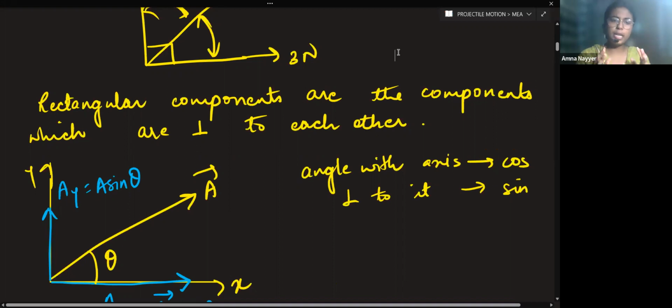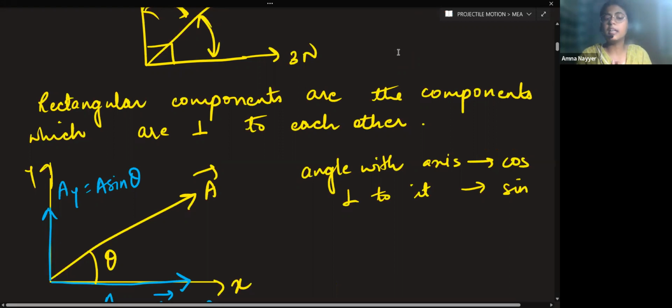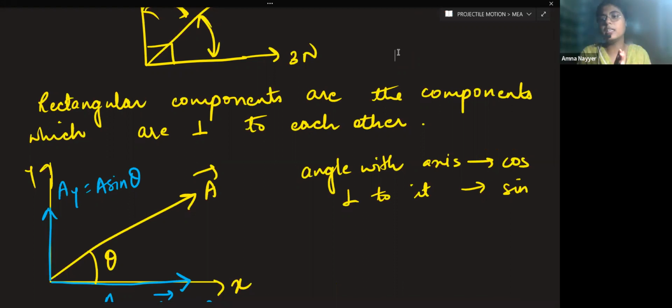Basically, you have a vector and that vector is not aligned with any of the axes. It is in a random plane, making angle theta with either the y-axis or the x-axis. Here the vector A is there, for example, on the screen that you can see. Vector A is making theta angle with the x-axis, right?